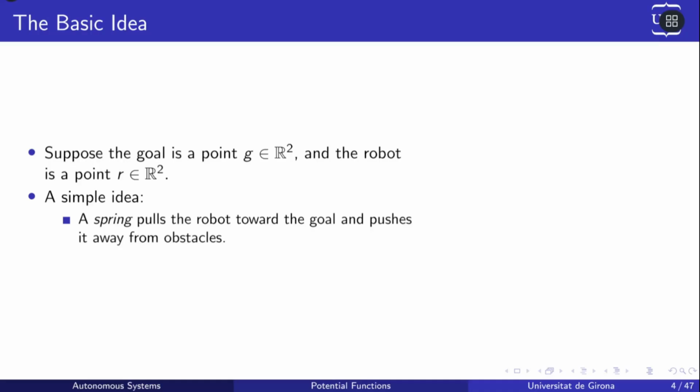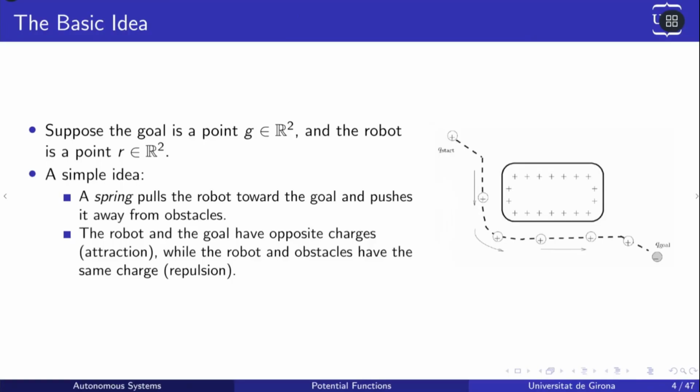For instance, a simple one is imagine that we have a spring attached to our robot, and the same spring attached to the goal, and then the spring is pulling towards the goal. However, we don't have only a single spring. In each obstacle, we have also other springs that, if we get close to the obstacle, will push us far from the obstacle. Then this is an analogy.